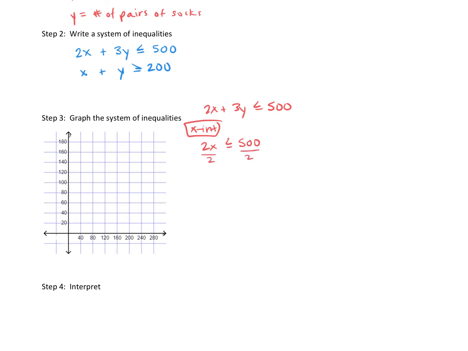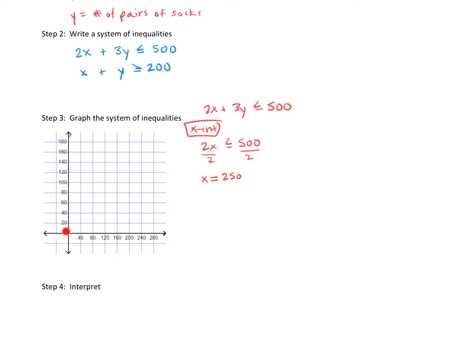Let's keep solving for x. So x is less than or equal to 500 divided by 2, and actually, we don't even need the less than or equal to. If we're finding an intercept, it will equal this value. 500 divided by 2 is 250. So we have an x-intercept of 250.